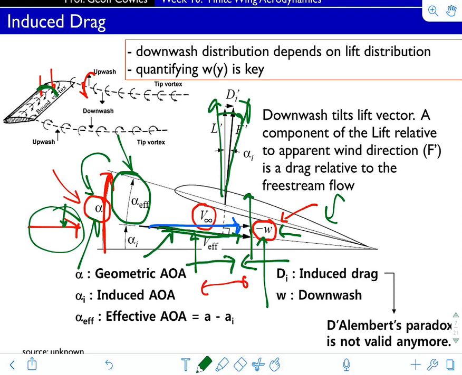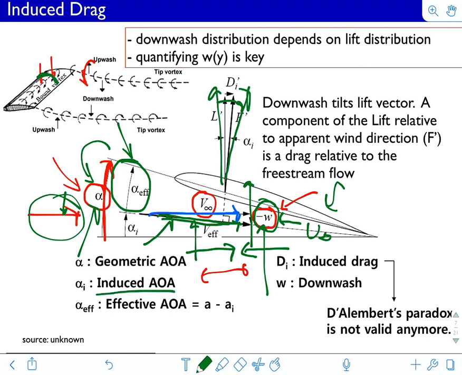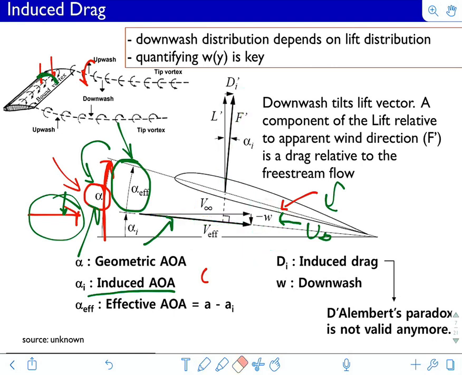The amount of tilt depends on the relationship of W and U infinity, because that angle of tilt, which we call the induced angle of attack, depends on those quantities, and we'll look at the math on that in a couple of slides. So just think, very important, think qualitatively about this. It's a little puzzling at first, but it's very important that the presence of this downwash tilts back the lift vector, creating a drag component that would not exist in purely 2D.